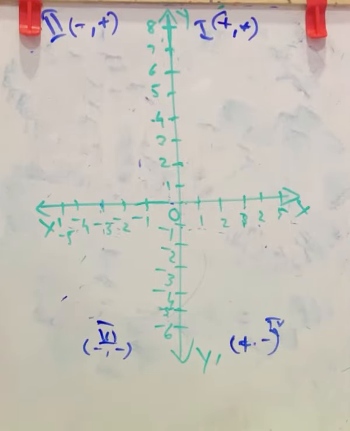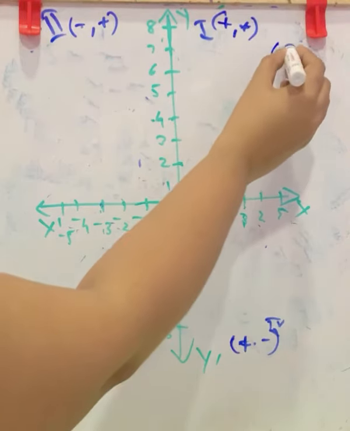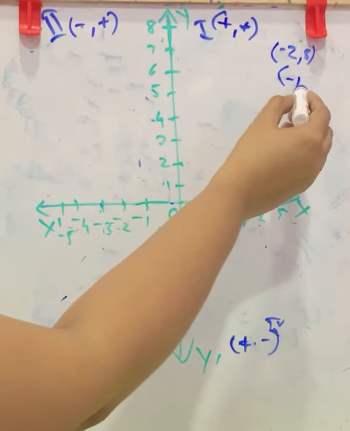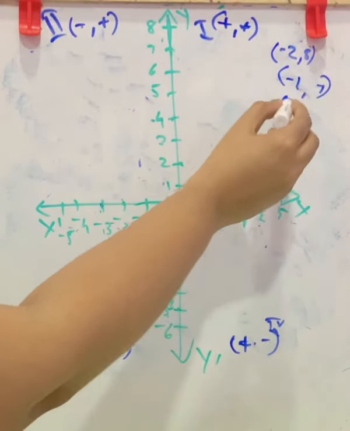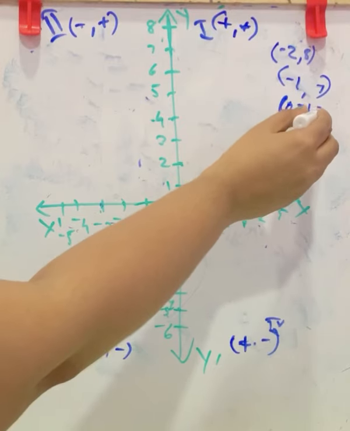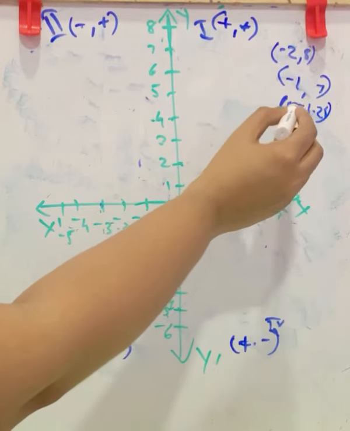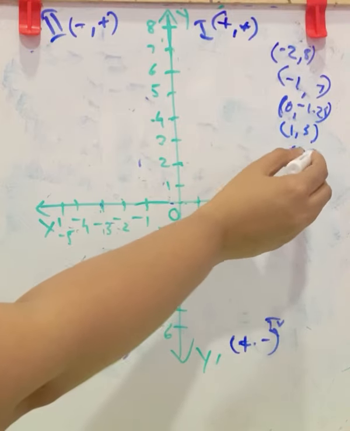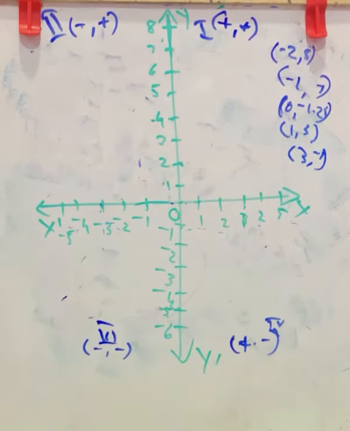Next, plot the points x, y given in the following table on the plane, choosing suitable units of distance on the axis. First one is -2, 8. And second one, -1, 7. Third, 0, -1.25. Fourth, 1, 3. And fifth point is 3, -1. So we have to plot this.